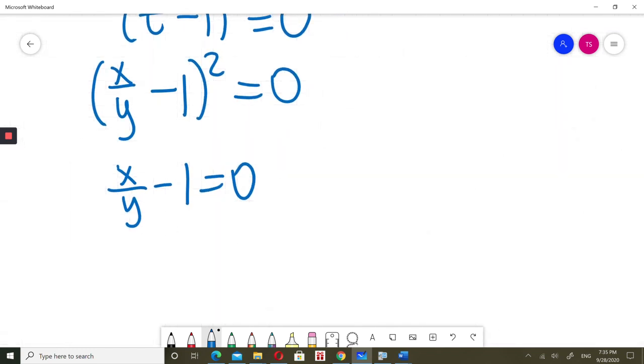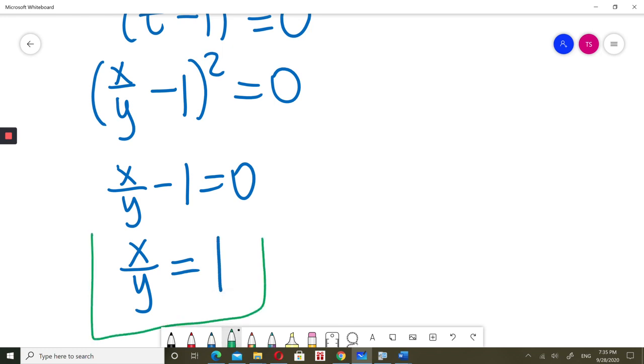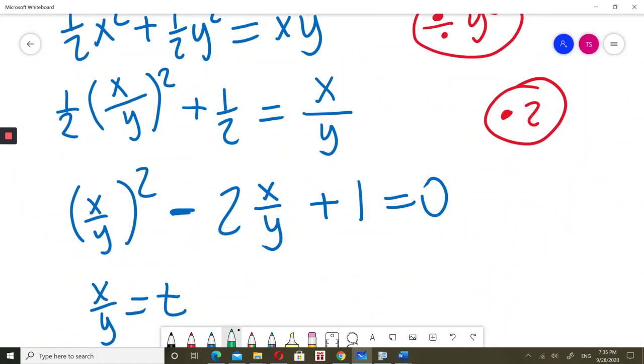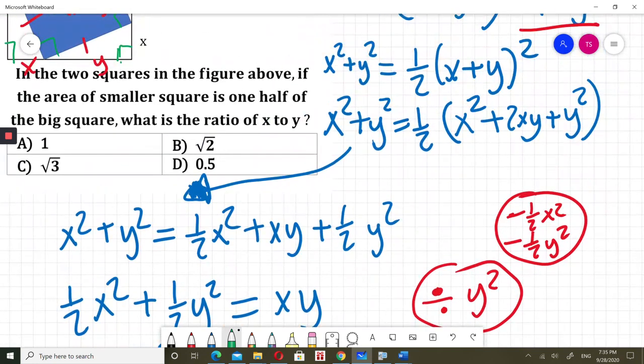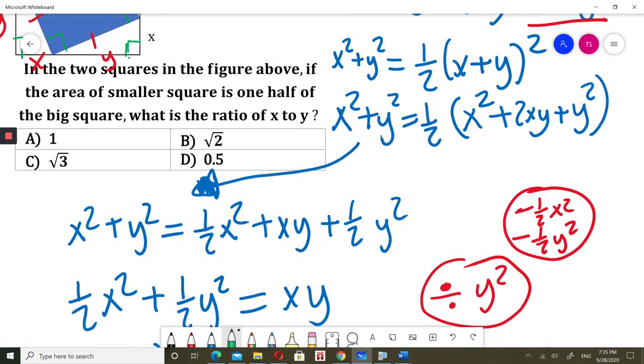So I'll add 1 to both sides. The ratio of x to y, so x divided by y, has to be equal, plus 1 on both sides, to 1. So that's the answer. The ratio of x to y is 1. What is the ratio of x to y? It is 1. So my answer for this question will be A.